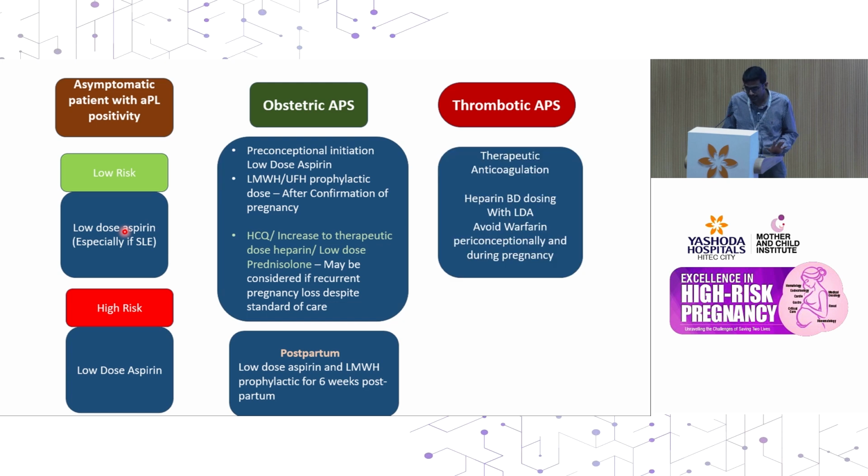And the last part, which is thrombotic APS. If the patient has had any stroke, DVT, CVT, any thrombotic event in the past, they need therapeutic anticoagulation, which means a BD dose of enoxaparin. This is another common mistake that we see. Patients are given once a day heparin, which is inadequate, and in pregnancy the risk is again high. So twice a day heparin, which is 1 mg per kg given twice a day of enoxaparin or a heparin in adequate doses should be required, along with low dose aspirin.